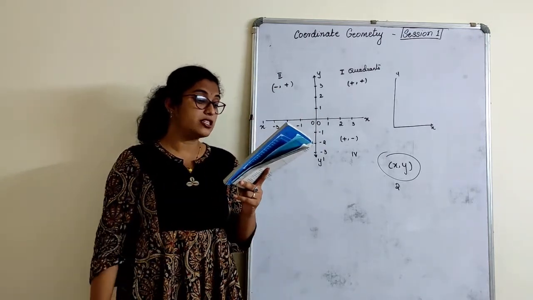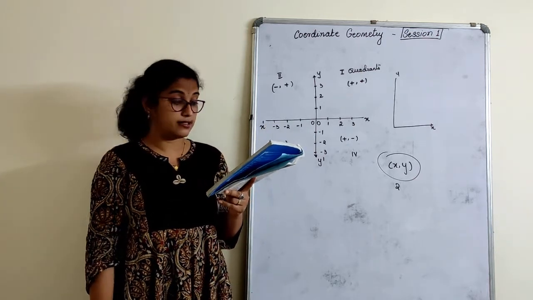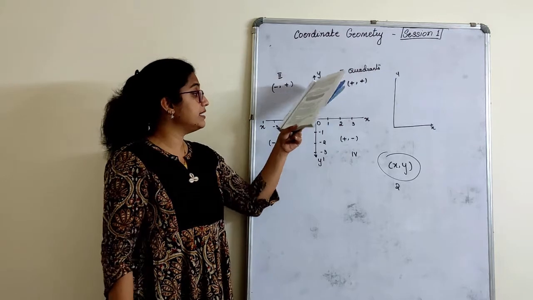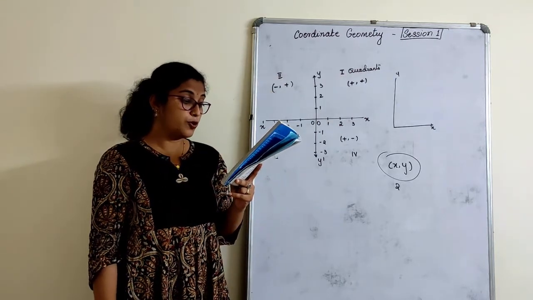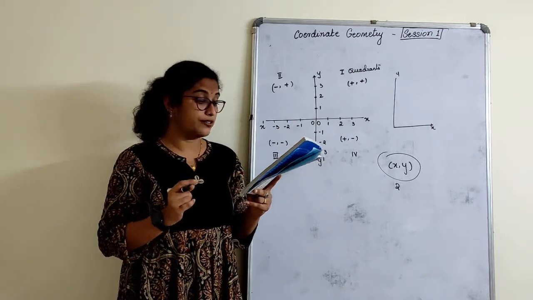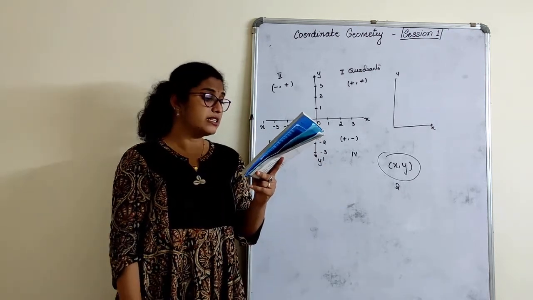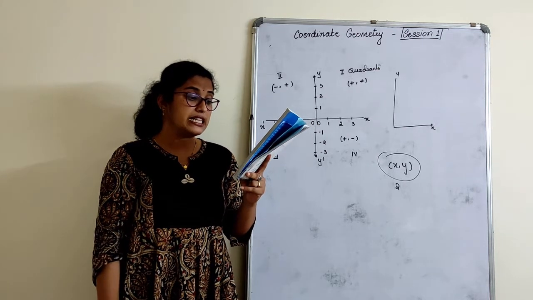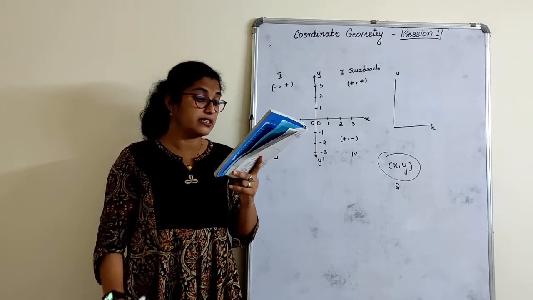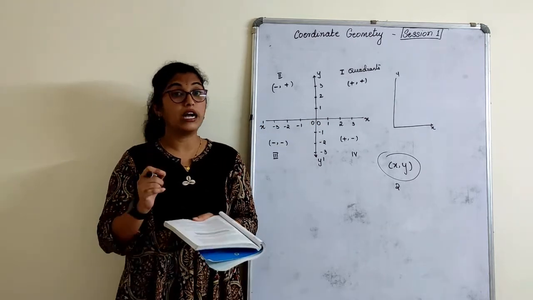Second point, the plane is called the Cartesian or coordinate plane and the lines are called coordinate axes. Third point, the horizontal line is called the x-axis and the vertical line is called the y-axis. Fourth point, the coordinate axes divide the plane into four parts called quadrants. The point of intersection of the axes is called the origin. The distance of the point from the y-axis is called the x-coordinate or abscissa, and the distance of the point from the x-axis is called the y-coordinate or ordinate.